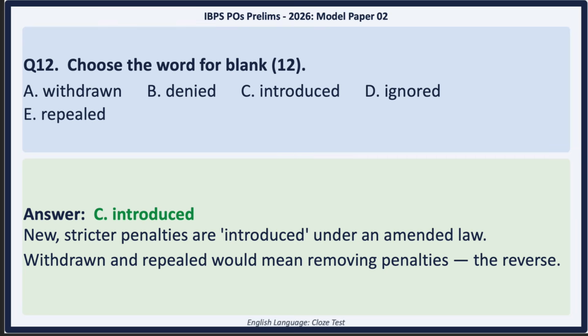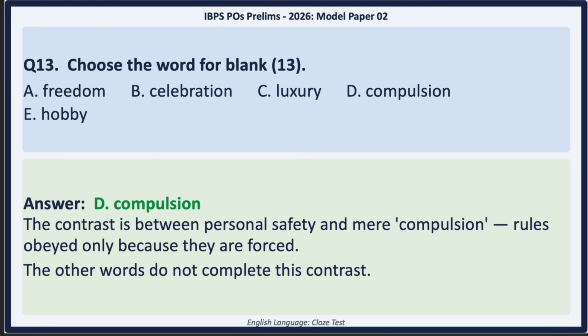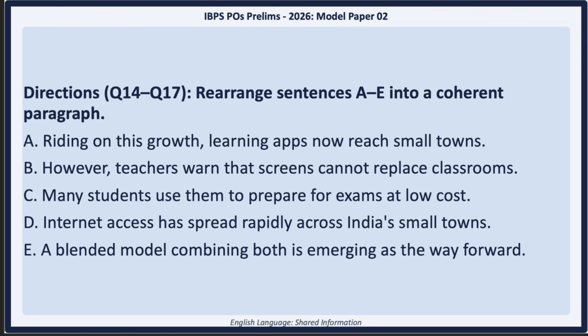Right. And for question 13, the concept is contrastive logic. The text says we need to treat rules as a matter of personal safety rather than something else. That phrase, rather than, is a huge signpost. It means the blank must contrast with internal personal safety. So doing it because you're forced to. Exactly, which definitively points to the correct choice, compulsion. Amazing. Okay, moving to Section 3, structural logic.